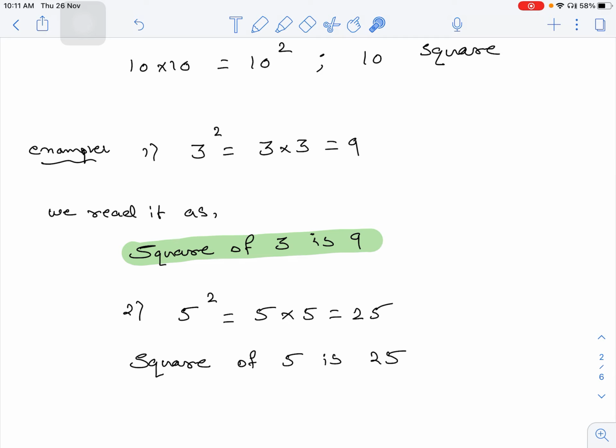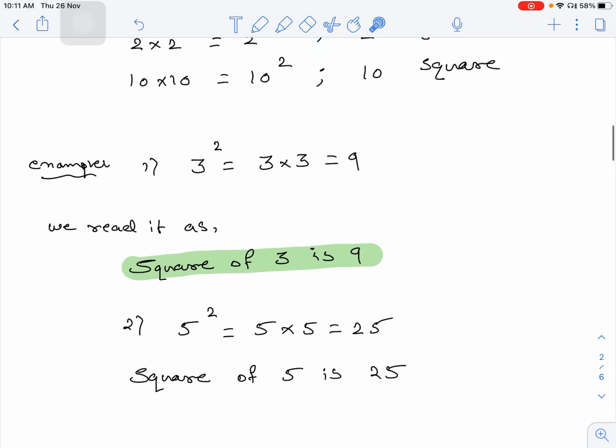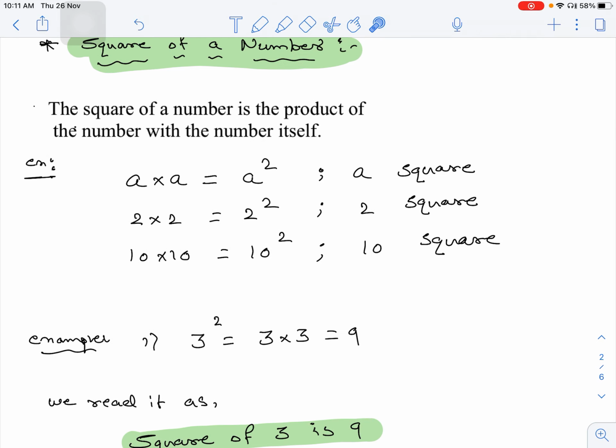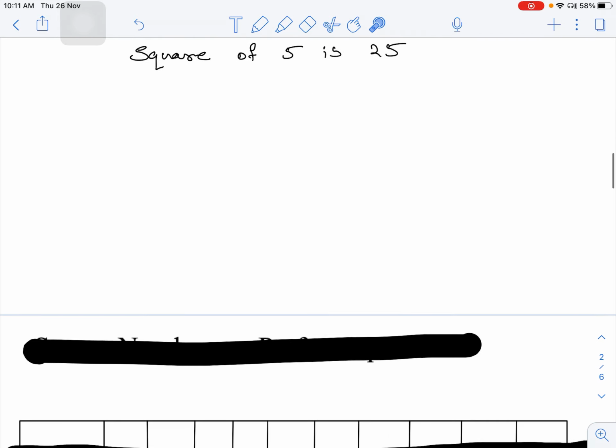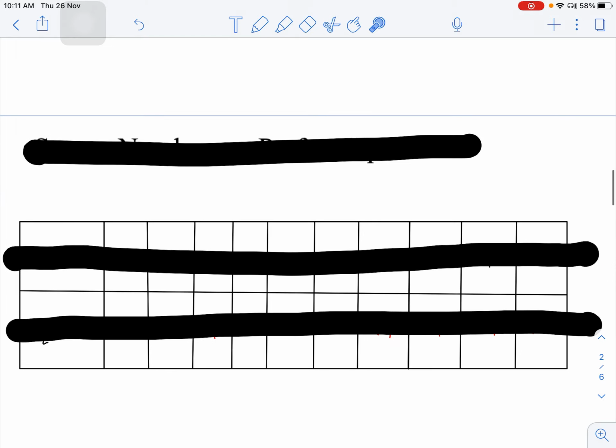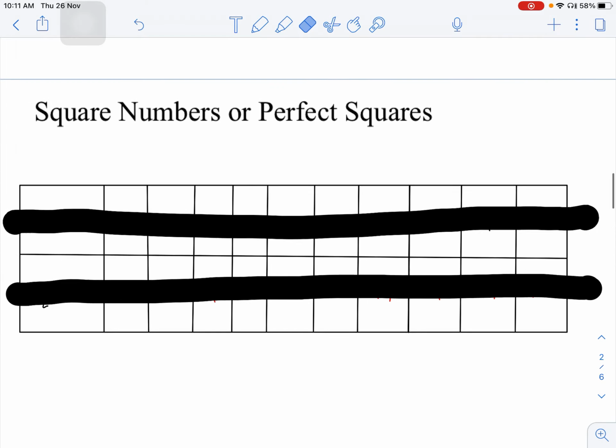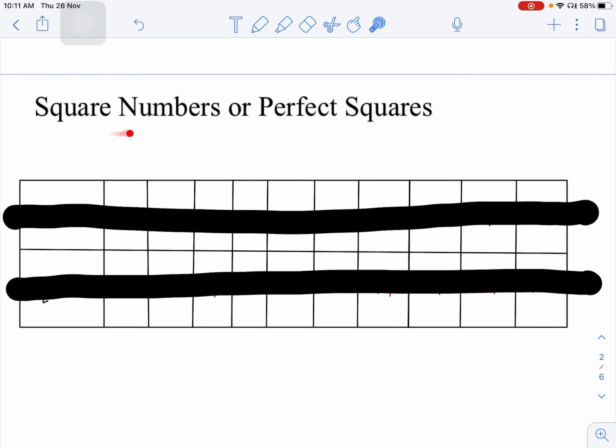Okay, so I think now this concept must be clear to you. What is the meaning of a square? Square means a number is multiplied by itself. Okay, now let us see the next topic. Now our next topic is square numbers or perfect squares.